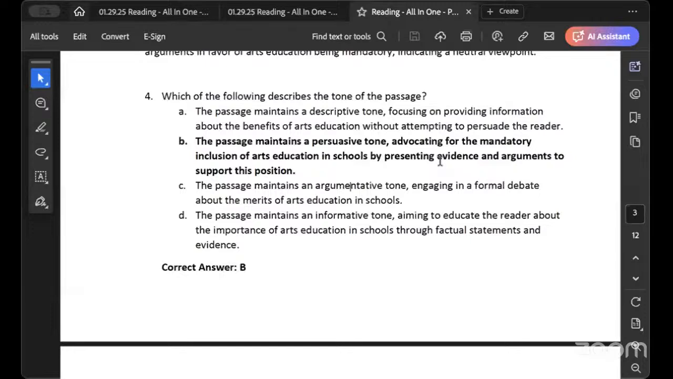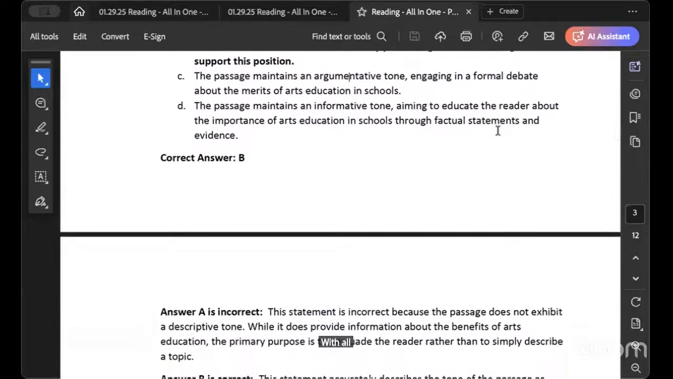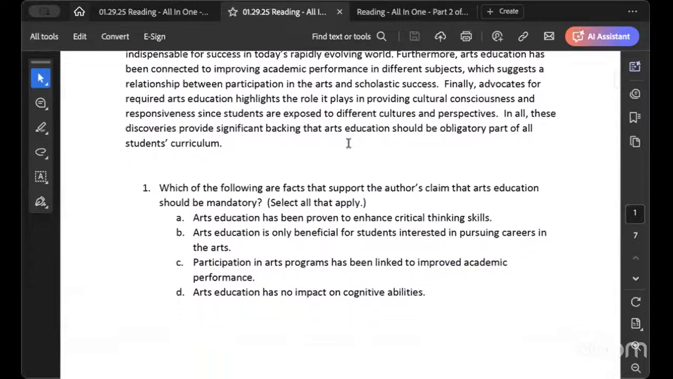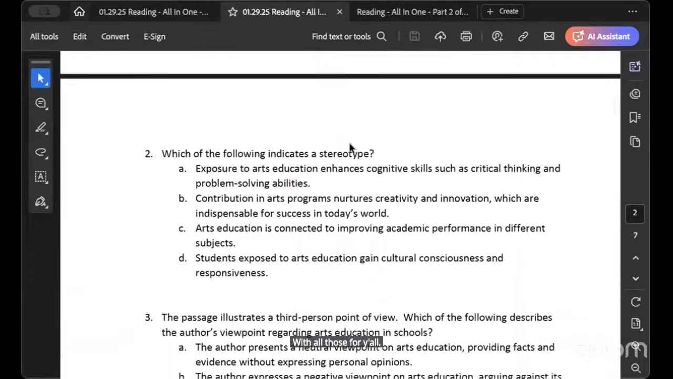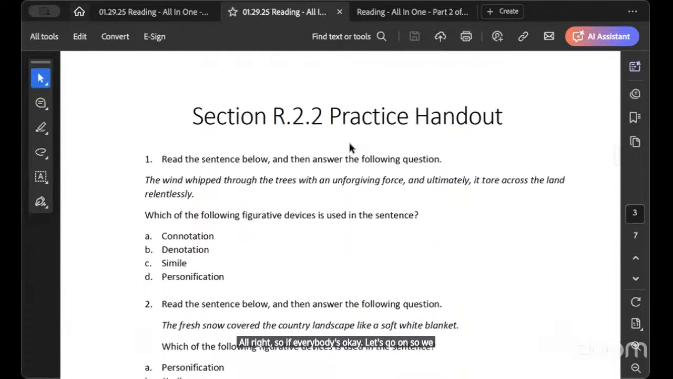Okay, good. Does that help with all those for y'all? All right, so if everybody's okay, let's go on so we don't run out of time. Let's go on to section 2.